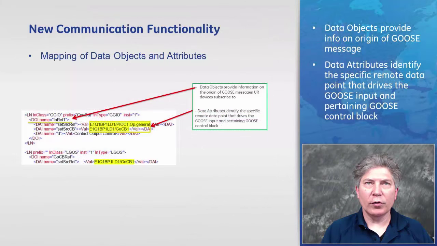So a little overview on what the difference between a data object and a data attribute is. The data object provides information on the origin of the GOOSE messages your devices are subscribing to. The data attributes identify the specific remote data point that drives the GOOSE input pertaining to the GOOSE control block. As a result, end-to-end GOOSE subscription mapping information within the CID file simplifies understanding of the GOOSE service with other devices and integration efforts. This is critical considering the growing demand on GOOSE services in station lands that may have hundreds of remote devices communicating via GOOSE.